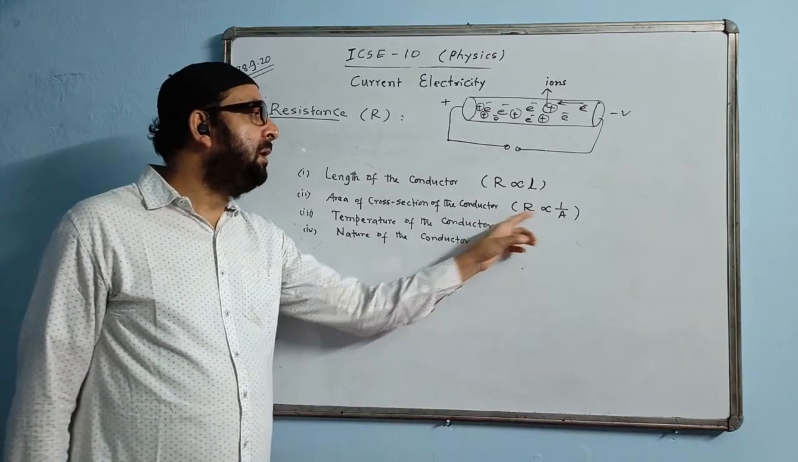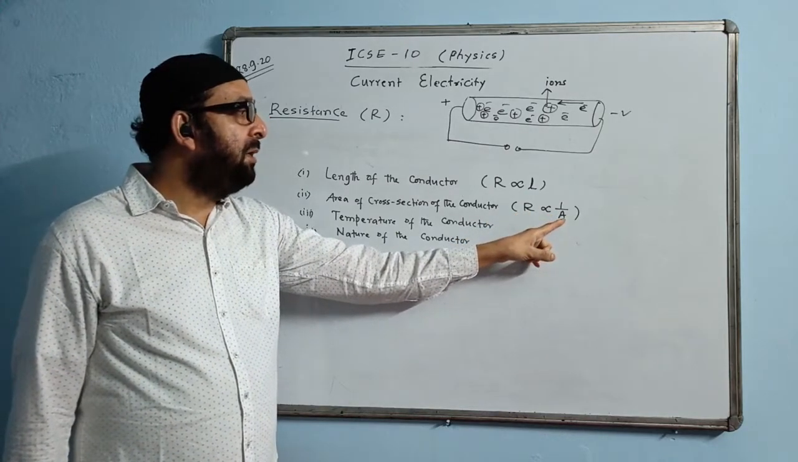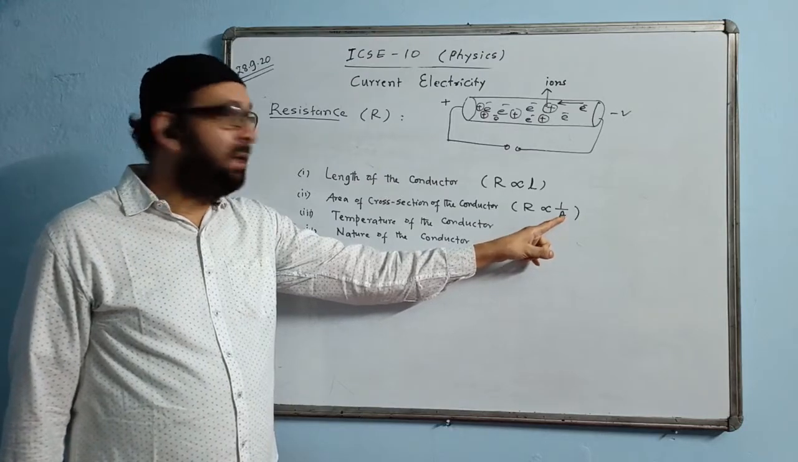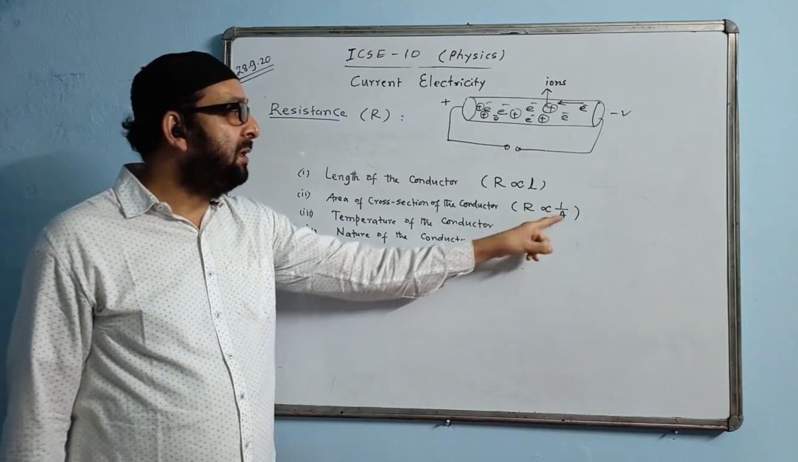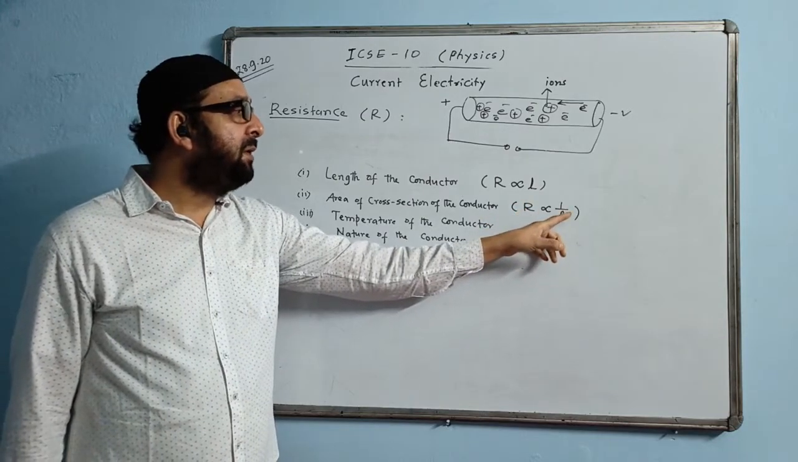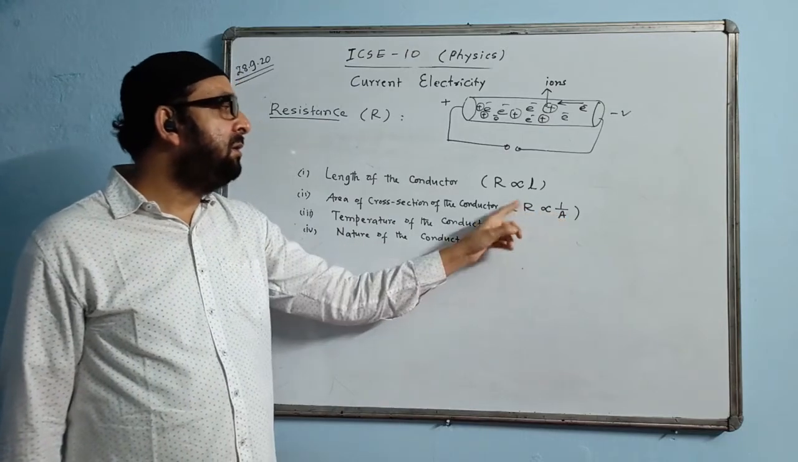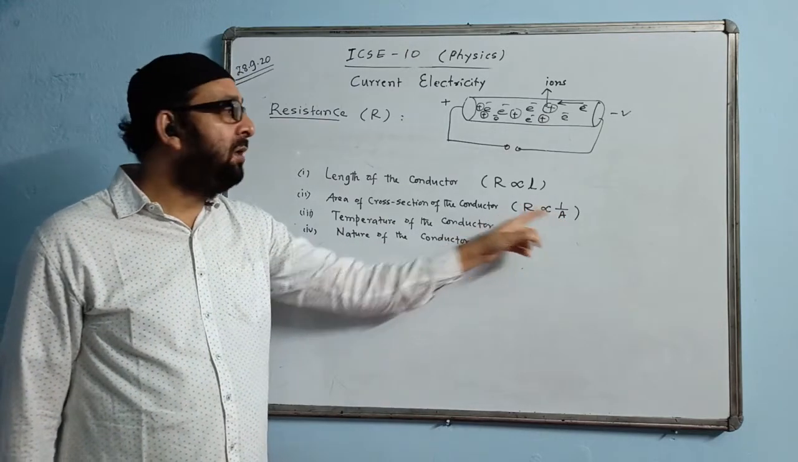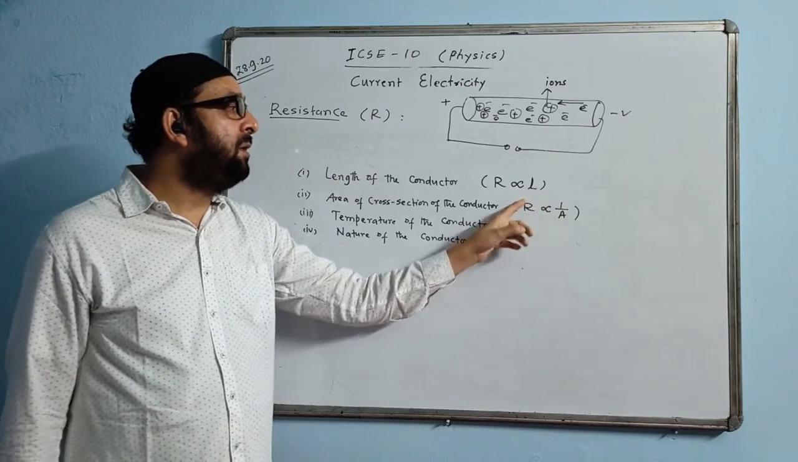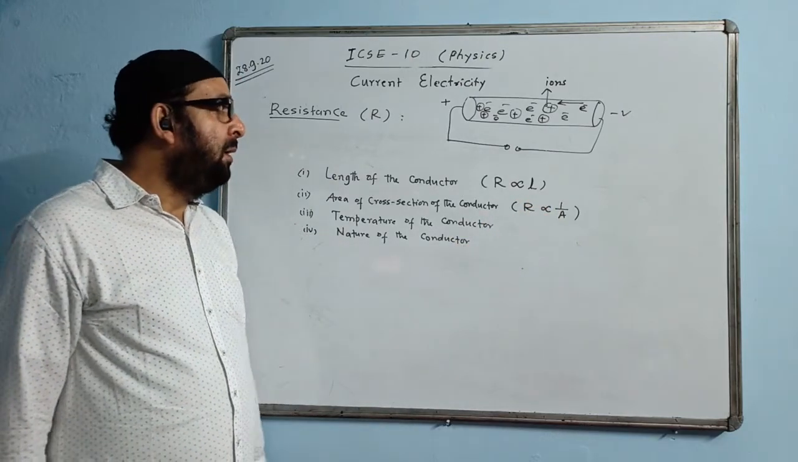How does it depend? Inversely proportional. More the area of cross section, that is more the thickness, less is the resistance. Less the area of cross section, more the resistance. They are inversely proportional. When we increase area, resistance decreases. When we decrease area, resistance increases. That is called inversely proportional. That's why we write 1 upon it. One is up, the other one is down. That is called inversely proportional.